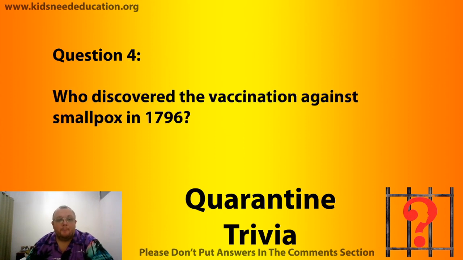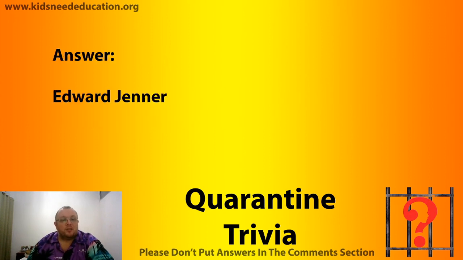Question number 4. Who discovered the vaccination against smallpox in 1796? It was Edward Jenner. Don't think he's related to Kylie Jenner though. Probably a different line.